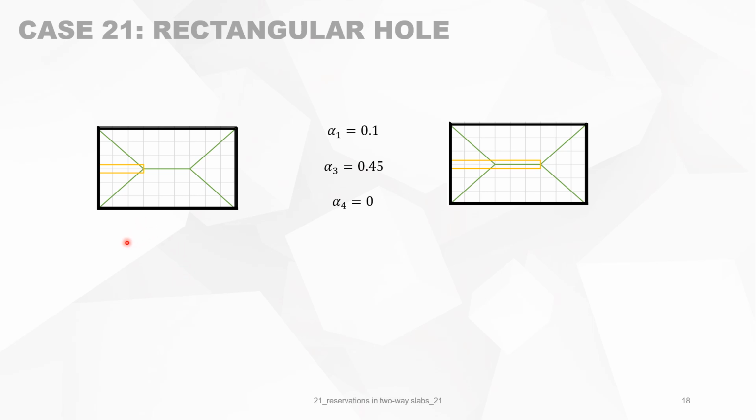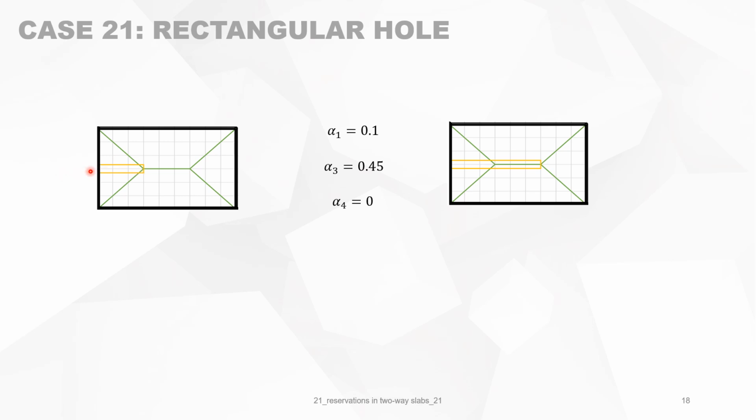Now let's give another example of how you can apply those different formulas. We have, for instance, a reservation of this type. Alpha 1 is 0.1. It means that this is 1/10 of the side. Alpha 3, the position here, is 0.45. So in fact, because this is 0.1, this is 0.45, it means that it is right in the middle. So this is centric here. Alpha 4 is 0. It means it's to the left-hand edge side.